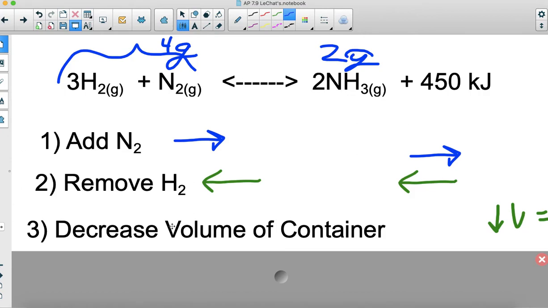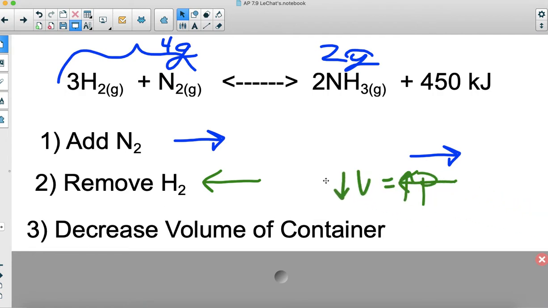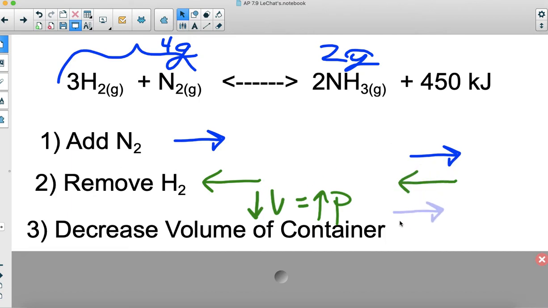So if you decrease the volume of this container, if you make it squeeze down, it's going to want to go to the side that takes up less space. Which side is that? This side takes up less space. It has fewer gas particles. So I guess we have instructions on this written down over here. We'll go get those. All right. So decreasing the volume increases the pressure. It's going to move to the side that takes up less space, and that is the forward side in this case.